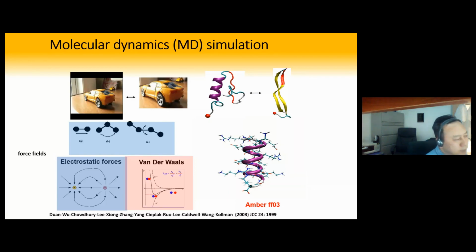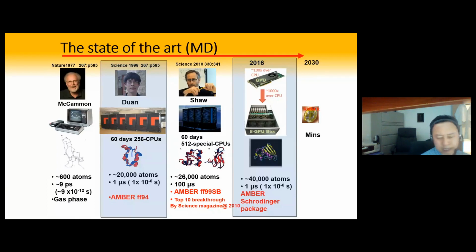Okay, so let me give a little bit of historical perspective of this field, molecular dynamics simulation. It actually started from 1973. Wow, that's almost 40 years ago. So Dr. McCammon basically used an Apple computer to simulate it, not even a real kind of particle, just some particles. 600 particles, and he used Newton's laws, very simple kind of force, to simulate 9 picoseconds in the gas phase. Well, that actually started a new field.